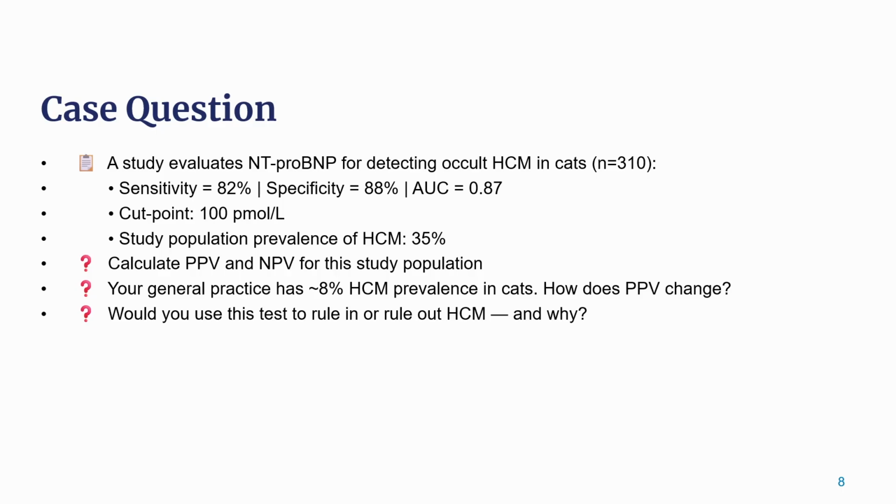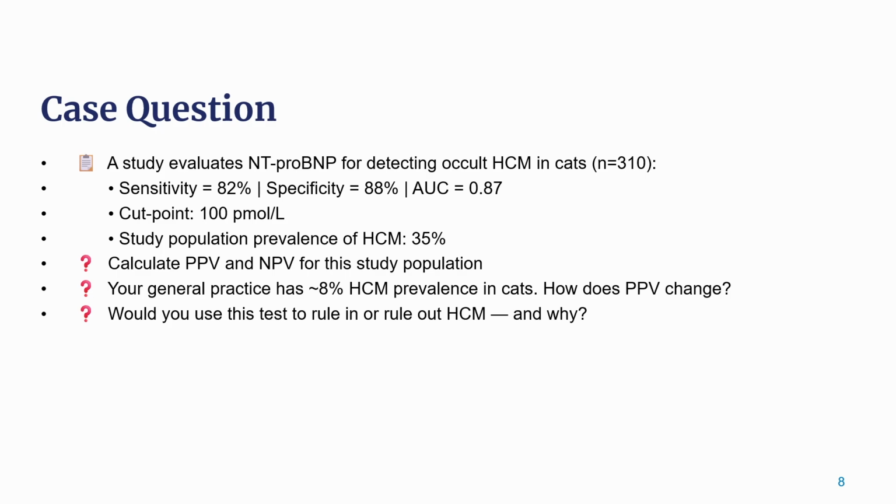Would you use it to rule in or rule out? With sensitivity of 82%, LR negative equals 1 minus 0.82 divided by 0.88 equals 0.2, so a negative result meaningfully reduces the probability of HCM. This is better as a rule-out test in a low prevalence population. A positive result in your practice needs confirmation. Echocardiography remains the gold standard.